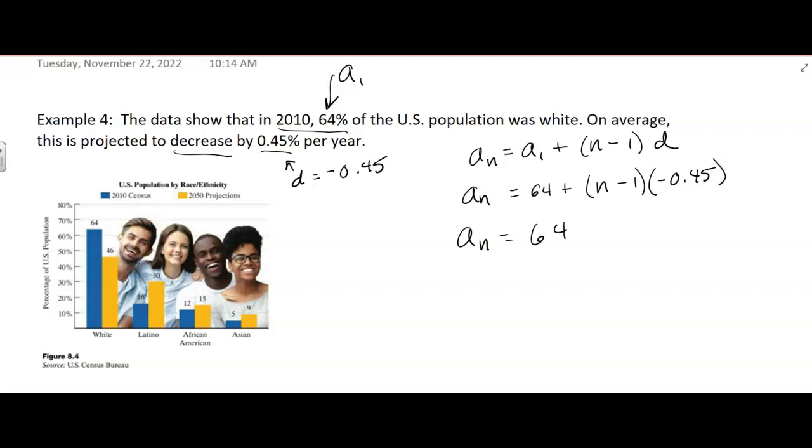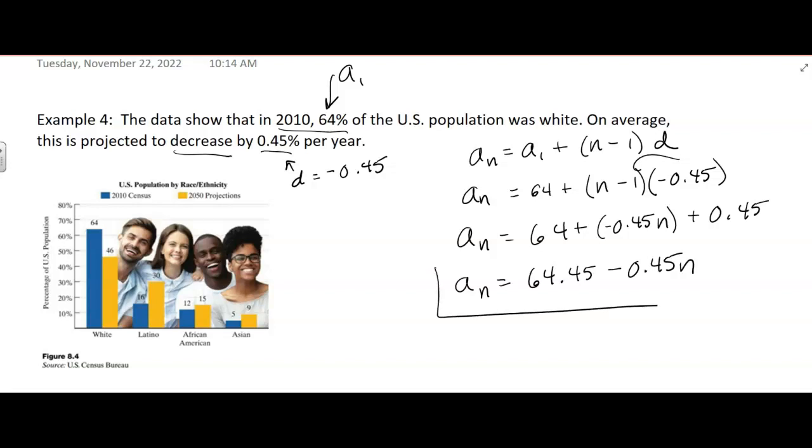Then we're going to simplify that. 64 plus a negative 0.45n plus 0.45. Now, it's going to be positive because you got a negative times a negative. So we get this formula: a sub n equals 64.45 minus 0.45n. So that's going to be part A. That's going to be the formula.